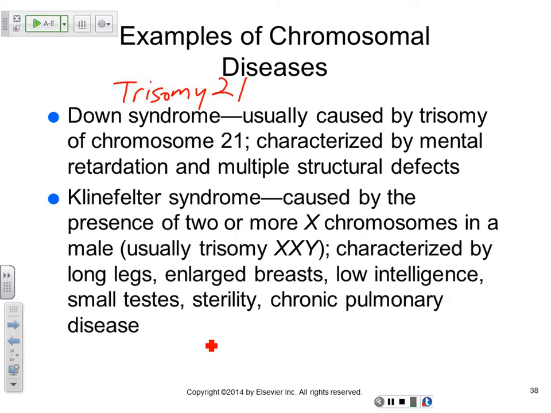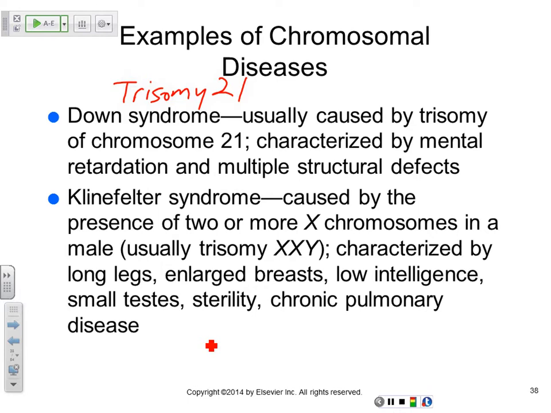Next, this one is also a trisomy, and it's Klinefelter syndrome, where the X gametes fail to separate, and so you get XXY. Those males are normally chubby. They've got large breasts and very long limbs, long legs.